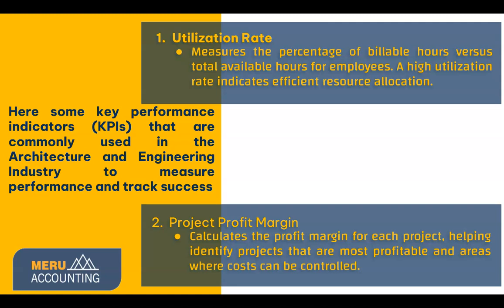Project profit margin. The project profit margin calculates the profitability of each project, highlighting the most profitable ventures and areas for cost control, enabling architecture and engineering firms to optimize financial performance and project management.